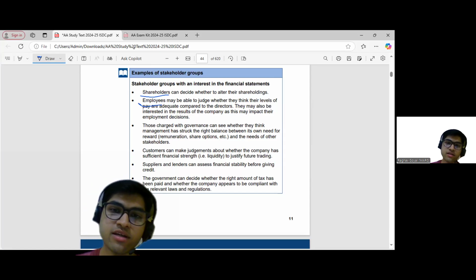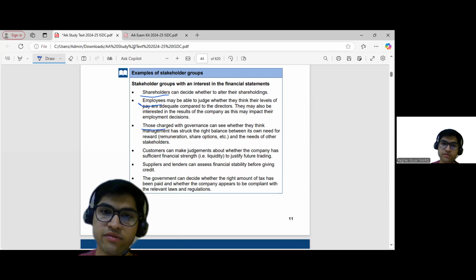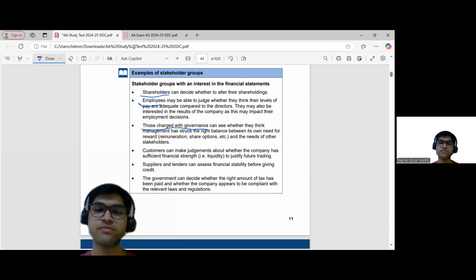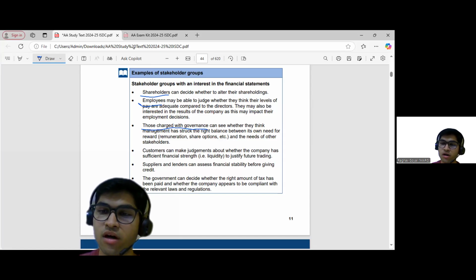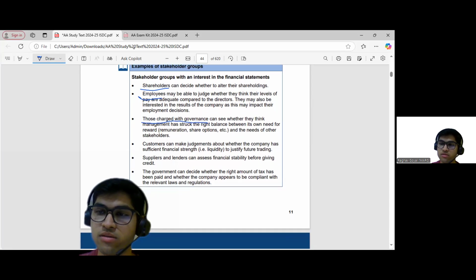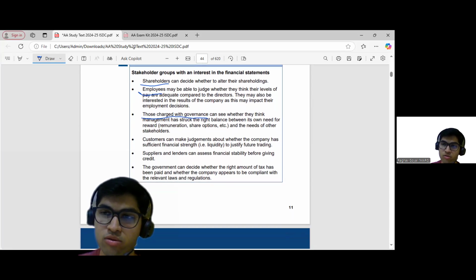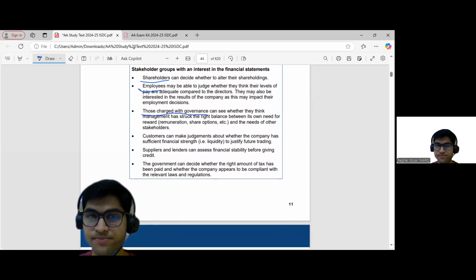Then those charged with governance. This is referred to as TCWG in short form later on. They are responsible for seeing how the structure of the management is, how the board of directors is set, and if there are any changes needed to be made.